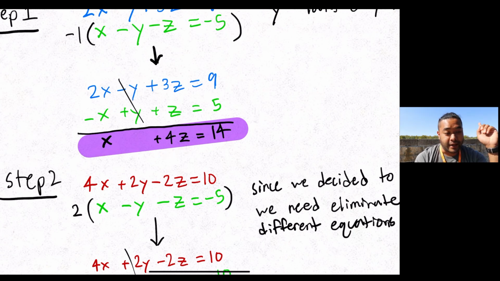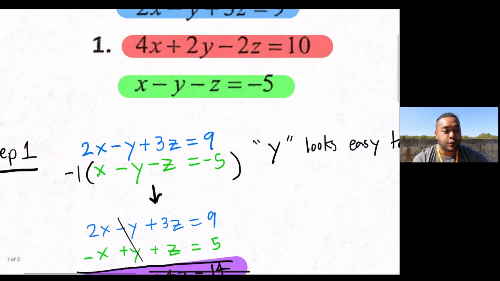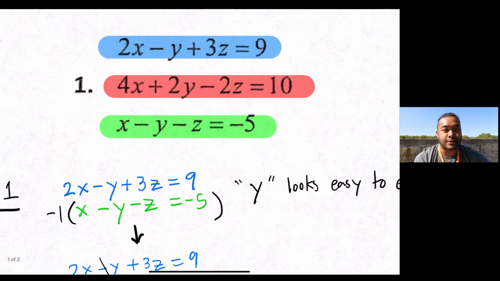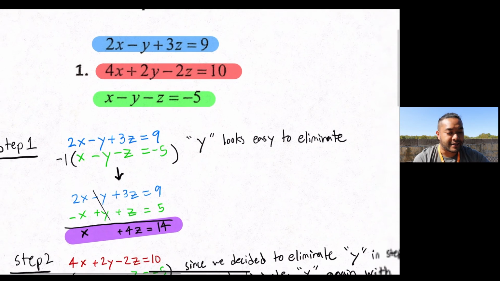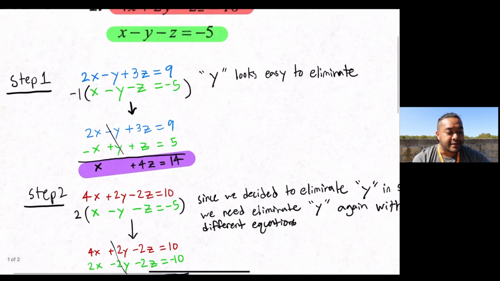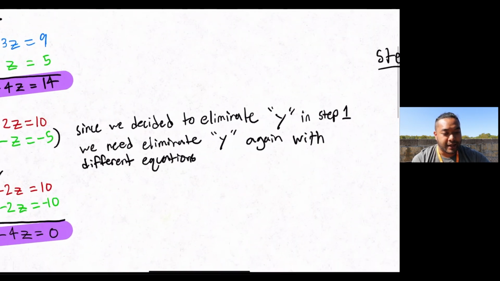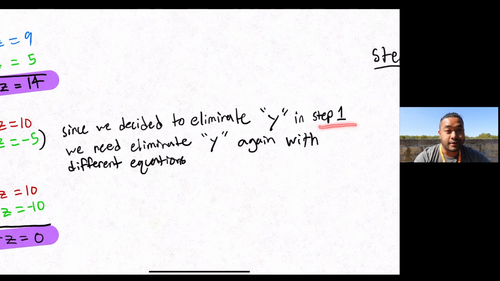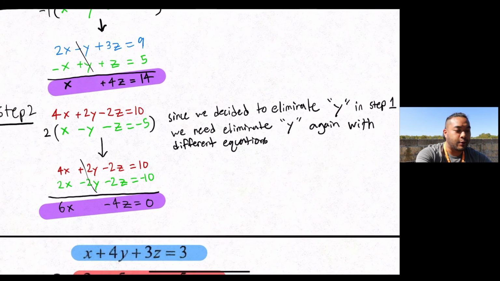So that's step 1: we want to eliminate one variable using elimination. We picked two out of these three equations and eliminated a variable. In this case, we eliminated y. Step 2: since we eliminated y in step 1, we need to eliminate y again. We need to make sure that we end up with two different equations. We ended up with one here, and we're going to end up with one here, two different equations where we've eliminated y.